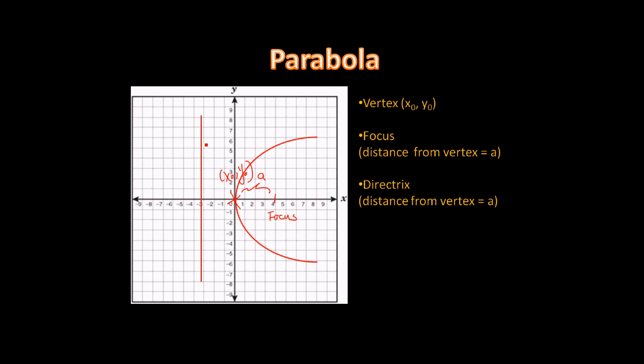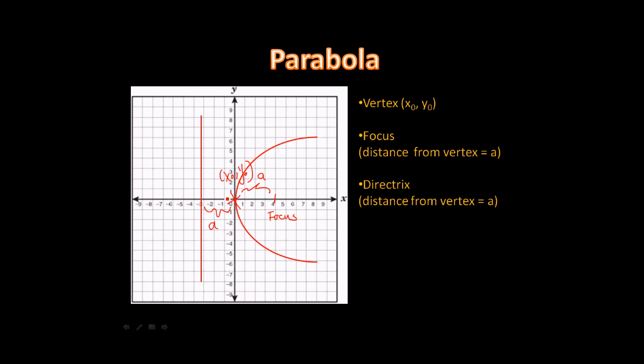Now the third property of a parabola is the directrix of the parabola. It is a straight line away from the parabola, and interestingly it also has a distance from the parabola, and the distance is measured from the vertex to the straight line, and it is a again. So whenever you see a, it is actually denoting a distance from the vertex to either side of the parabola.